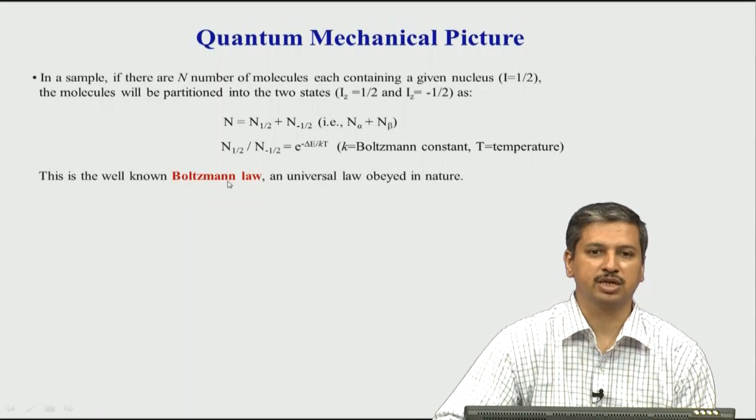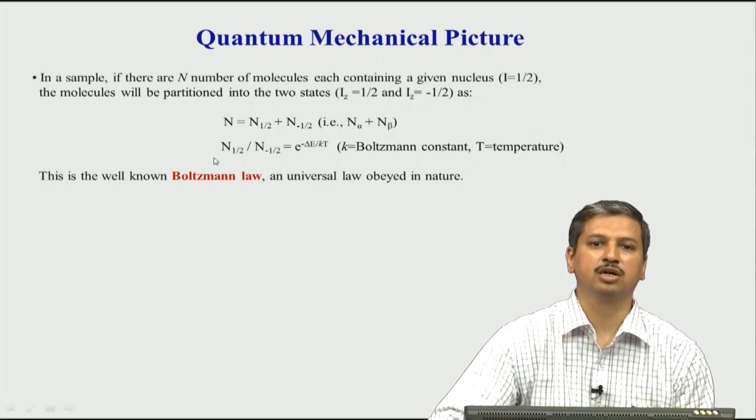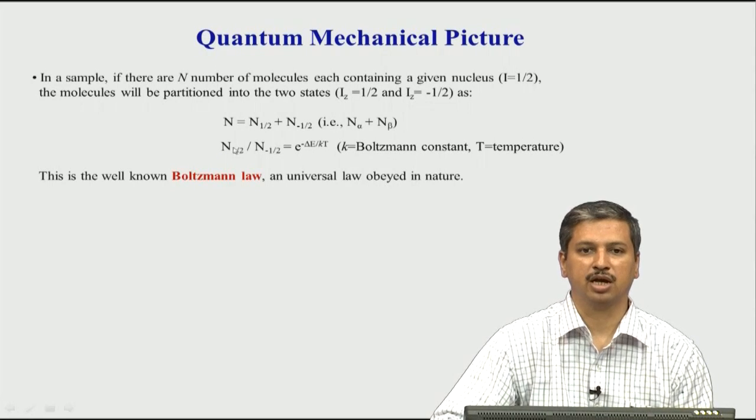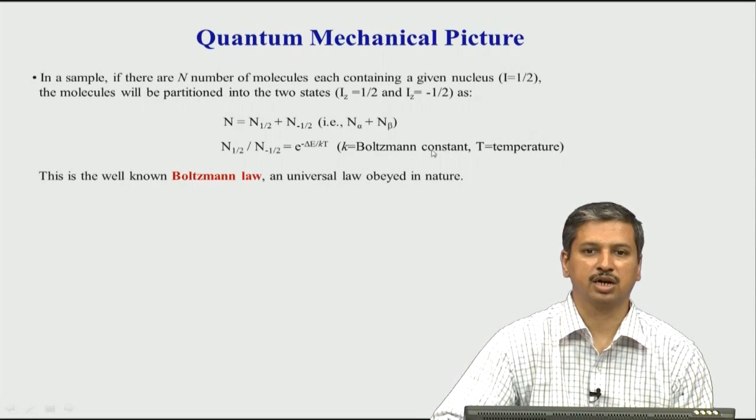What Boltzmann law says is that there is always more population in the ground state, that is when the spin is plus half, the alpha state, compared to the upper state. That means in the equilibrium scenario, under standard conditions, you will always have more molecules sitting in the ground state than in the excited state, and this ratio of the population is given by the formula N of plus half by N of minus half equals e raised to minus delta E over kT. This is a very famous Boltzmann law, universally obeyed in nature, where k is the Boltzmann constant and T is the temperature.